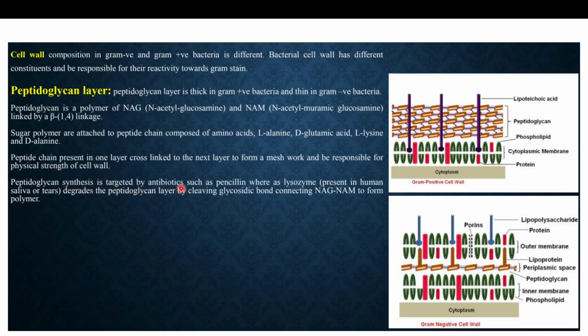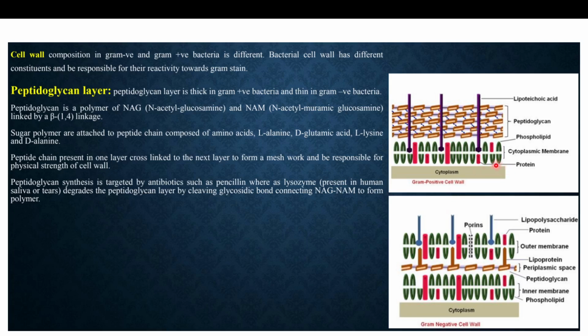Peptidoglycan synthesis is targeted by antibiotics such as penicillin, whereas lysozyme present in human saliva or tears degrades the peptidoglycan layer by cleaving the glycosidic bond connecting NAG-NAM in the polymer. Okay, so if we talk about the gram negative cell wall, you see this is the cytoplasm. Now this is the plasma membrane, inner membrane and outer membrane. Then there's a very thin peptidoglycan layer, and then there's the outer membrane having lipopolysaccharides and porin proteins. Okay, there are lipoproteins sticking in between as well.